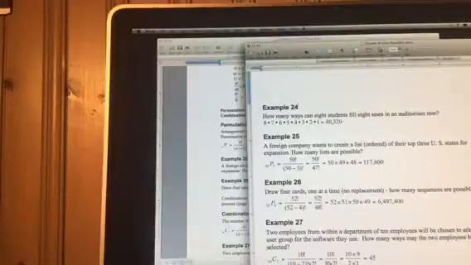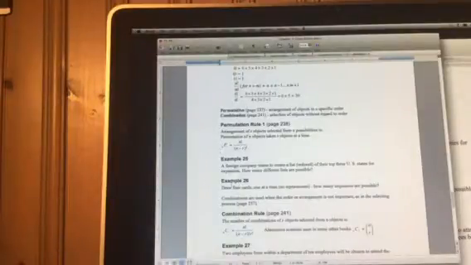Now, actually we'll do example 25 with the formula. A foreign company wants to create a list of their top 3 U.S. states for expansion. How many different lists are possible? In this case, we're going to assume that you can't duplicate between the 3. We want 3 different U.S. states. So you could attack this with the boxes and the fundamental counting rule and say, okay, there's 50 possibilities for the first choice, 49 possibilities for the second choice, 48 possibilities for the third choice.